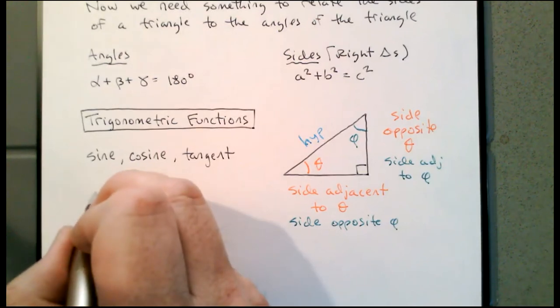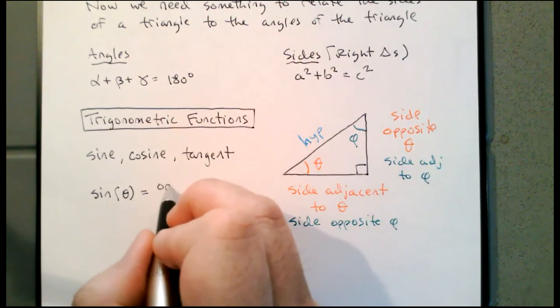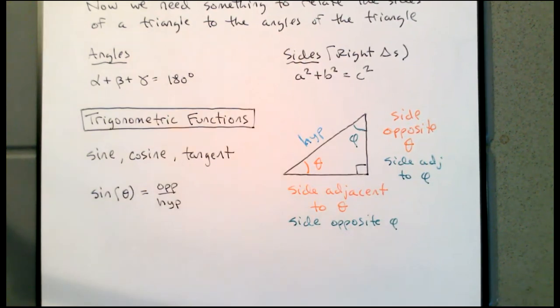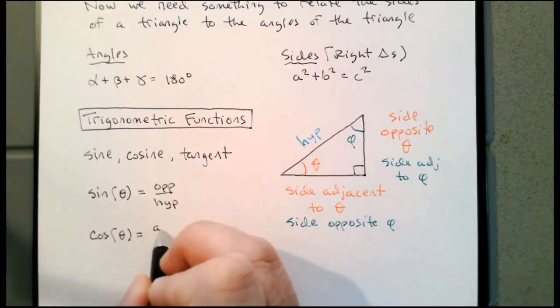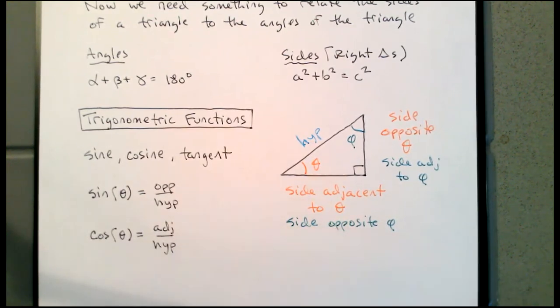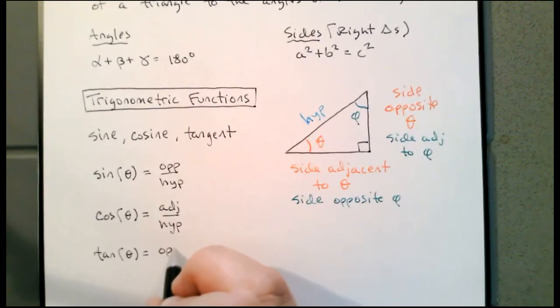The abbreviation for sine is SIN, so we'll say sine of theta is the ratio of the side opposite to the hypotenuse. Sine of theta is opposite over hypotenuse. The translation says opposite over hypotenuse. I'm going to have to work on my enunciation. So cosine of theta is adjacent over hypotenuse, and the tangent of theta is opposite over adjacent.